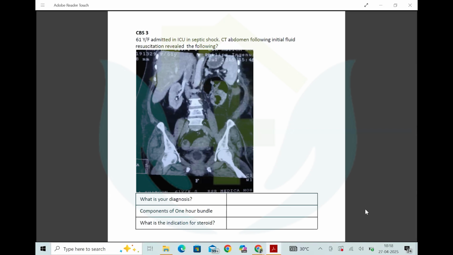Can everybody appreciate the left kidney, on one side? Yes, very good. That is the correct diagnosis, emphysematous pyelonephritis. One question I wanted to ask you here is, what are the components of the 1 hour bundle, you already discussed. What is the indication of corticosteroid in septic shock?